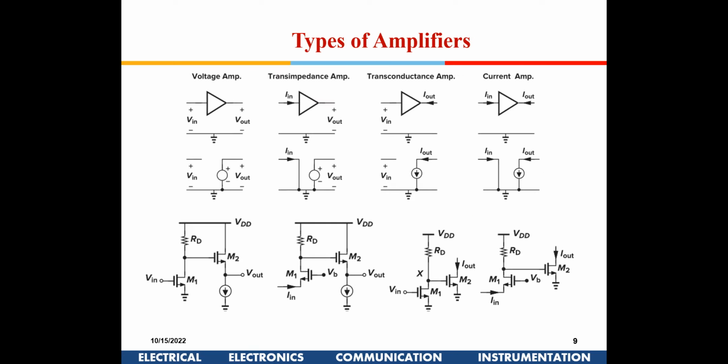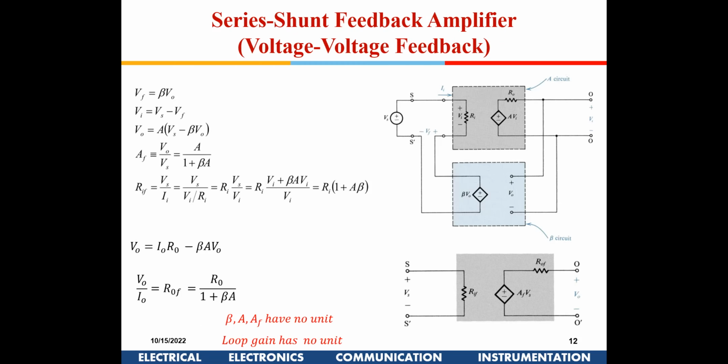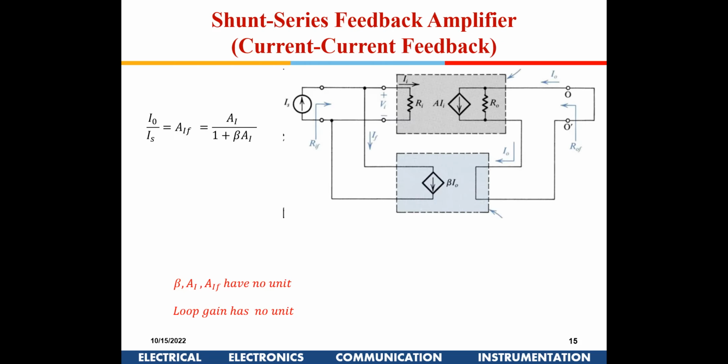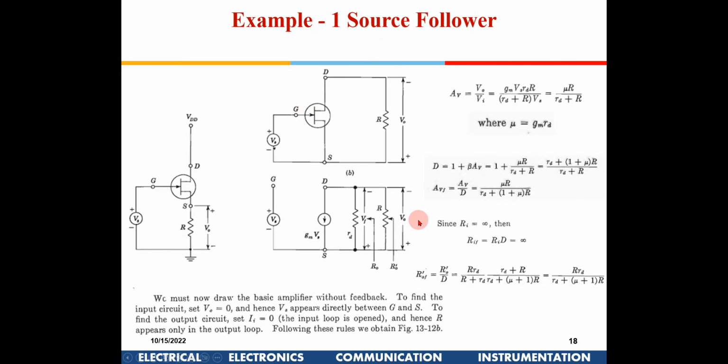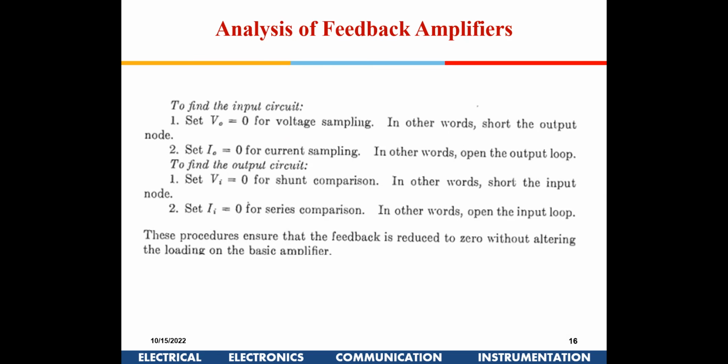I know all of these things have been very confusing to all of you till now, but that is why I have included a few numericals. It will be clear. Tell me one more thing. The last slide that you explained, two slides back. Here, what is the meaning of shunt comparison? To find the output circuit, set Vi equals 0 for shunt comparison. Comparison here means giving the feedback in the input. Okay, how are we giving feedback?